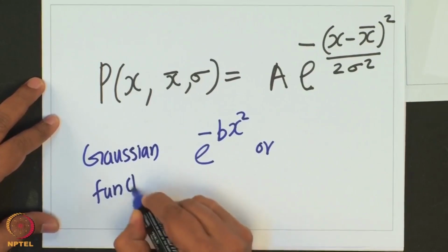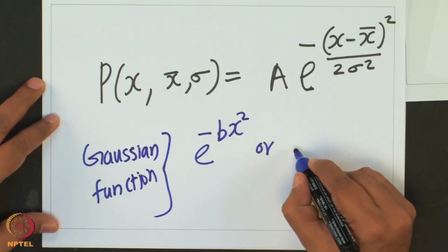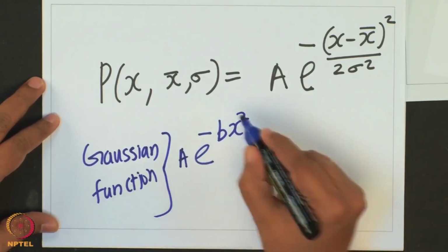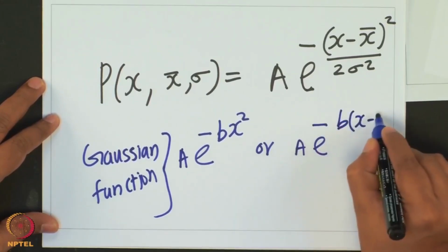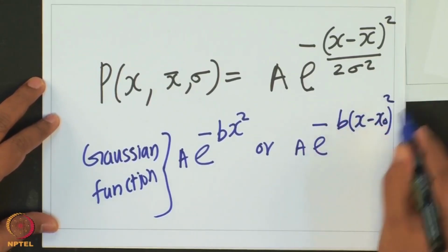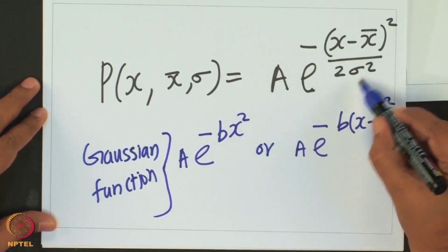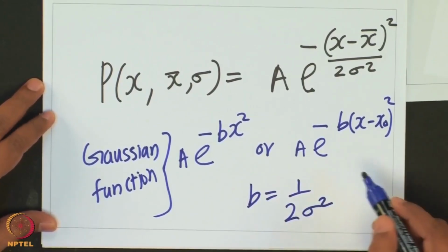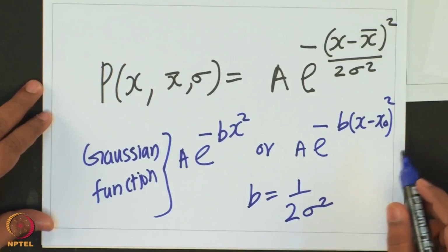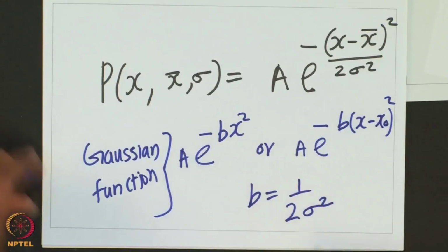So the mathematical function called a Gaussian function has the form a e power minus b x square, or a e power minus b (x minus x0) whole square. This is a typical functional form where b is like 1 by 2 sigma square. So this is the functional form. Now what is a? We would like to understand what a means.